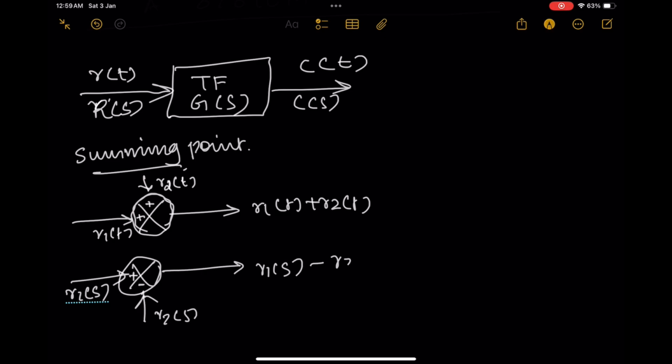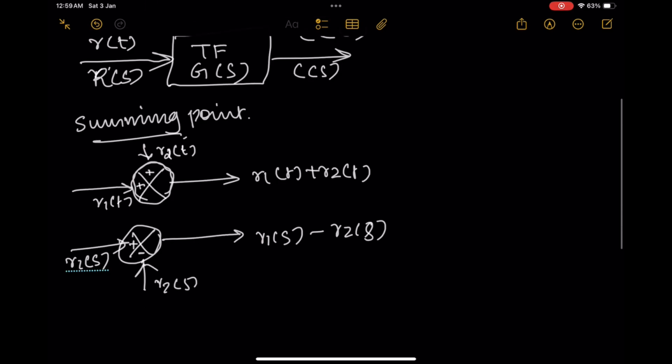minus R2 of s. So in order to represent a system as a block diagram, we have some parameters that can be used in that system. One of them is the summing point. We can use a summing point to add or subtract any signals that you want to. Next is the takeoff point.